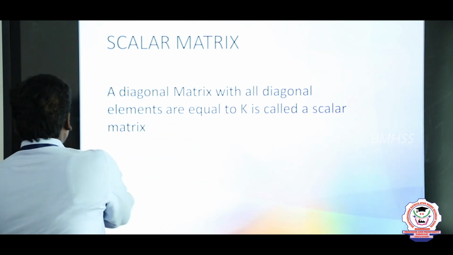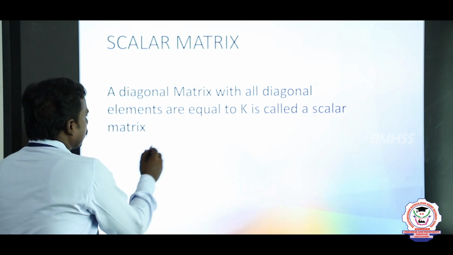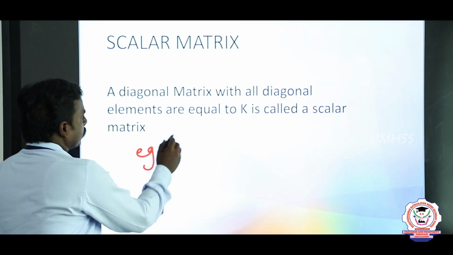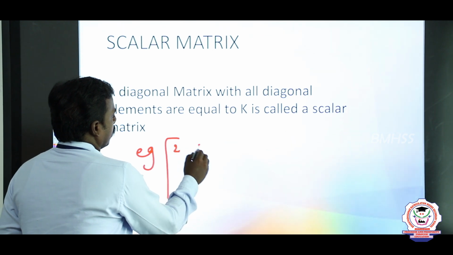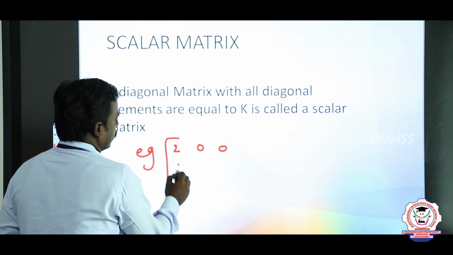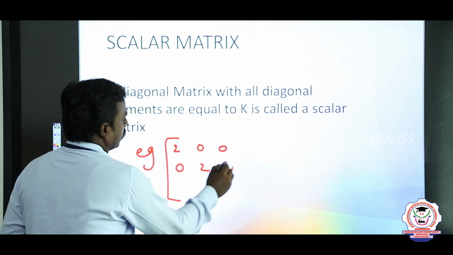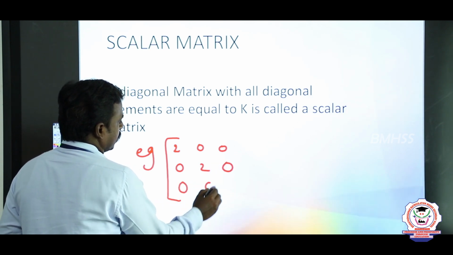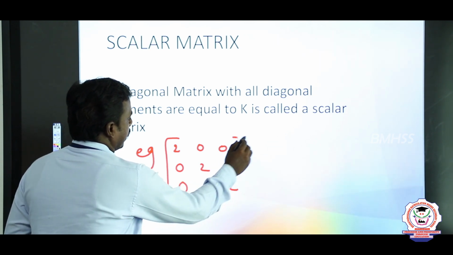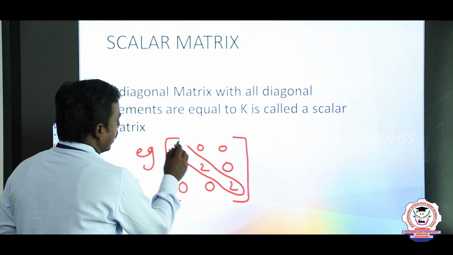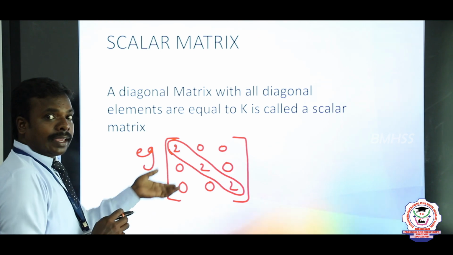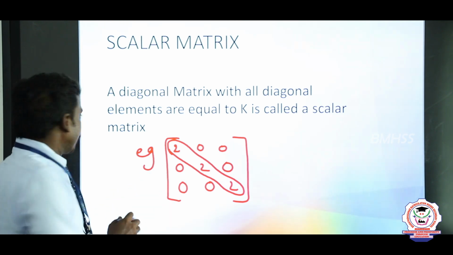For example: 2, 0, 0, 0, 2, 0, 0, 0, 2. Now you can see here the leading diagonal values are the same. If you get a matrix like this, it is called a scalar matrix.